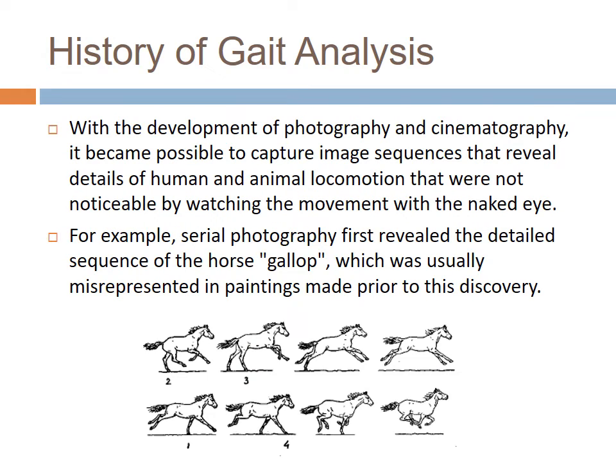With the development of photography and cinematography, it became possible to capture image sequences that reveal details of human and animal locomotion that were not noticeable by watching the movement with the naked eye. For example, serial photography first revealed the detailed sequence of the horse gallop, which was usually misrepresented in paintings made prior to this discovery.